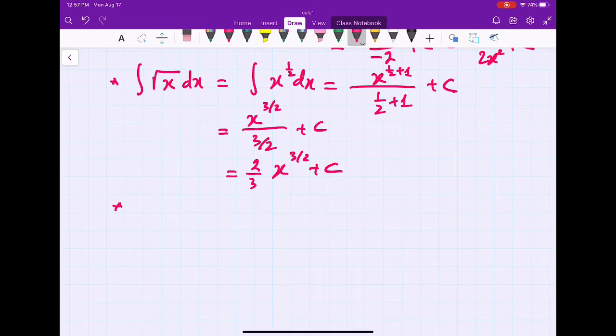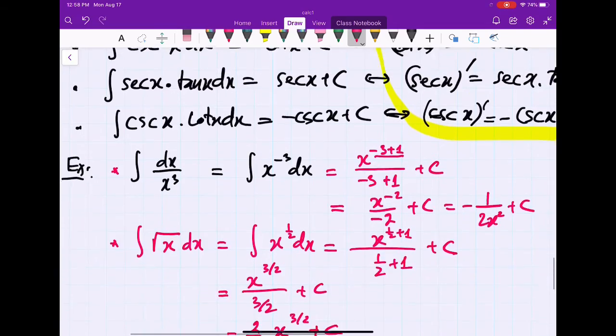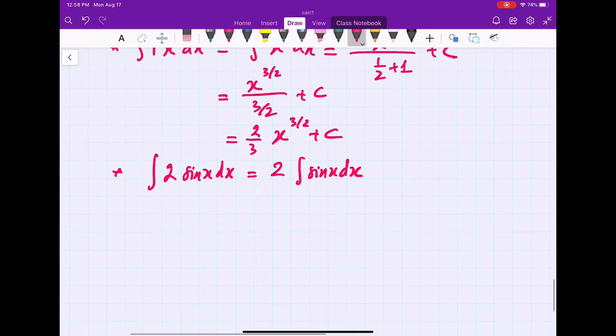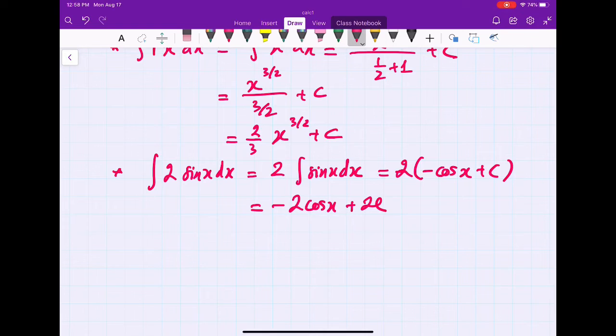Another example, 2 sine x dx. Since you have 2, which is just a constant, you can take that out of the integral. You have 2 times the integral of sine x dx. And as we have seen here, the antiderivative of sine is negative cosine plus c. So I can write that as 2 times negative cosine x plus c, or negative 2 cosine x plus 2c. You see, that is not that bad, right? It's just anti-differentiation.